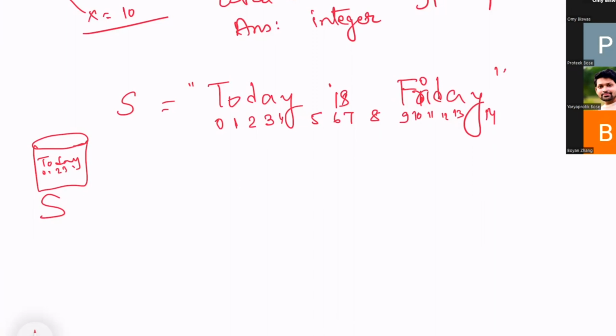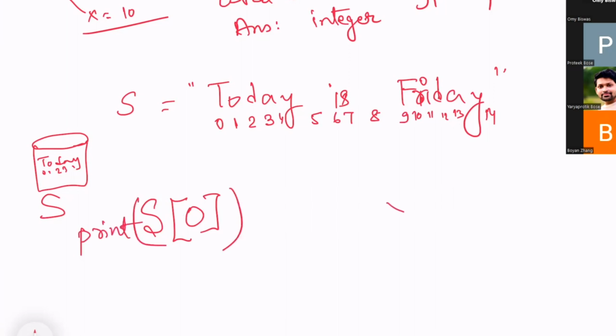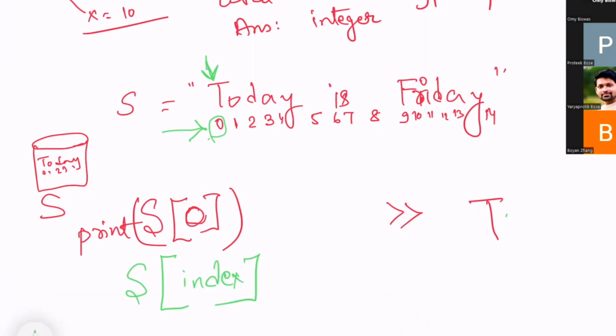So, for example, if you are asked to print T, if you write S of 0 and run it, it will give you T in the console. Why? Because at the 0th position here, you have T as a value. So that is why it is getting returned. So in a sequence like a string, if you pass the index, it will provide you the corresponding value.